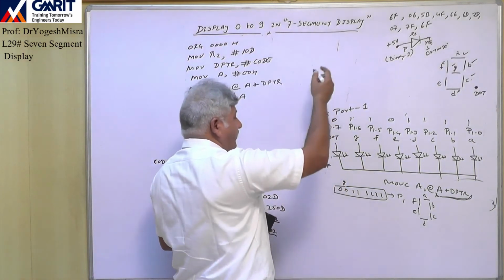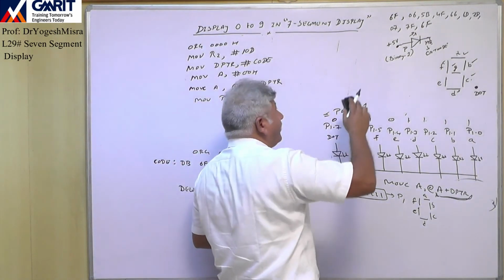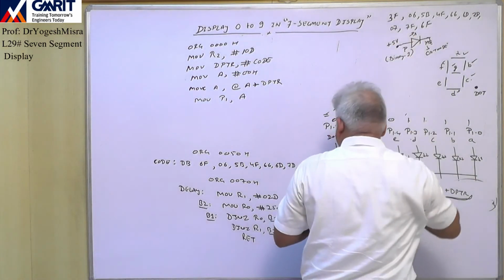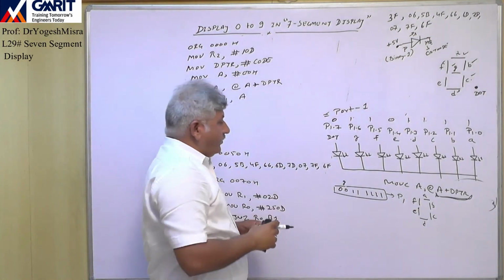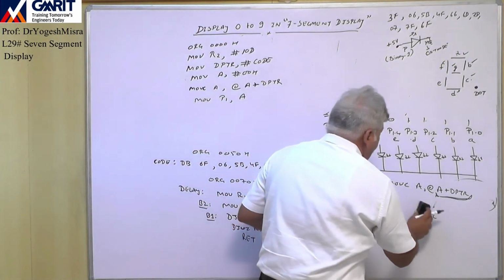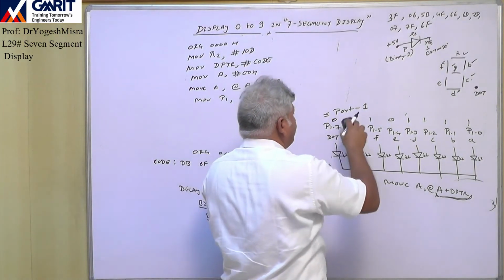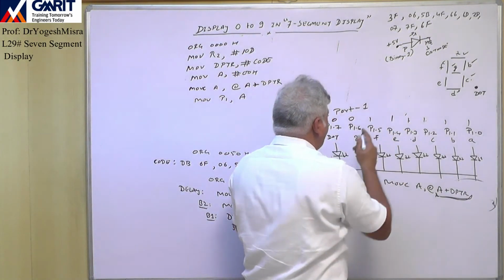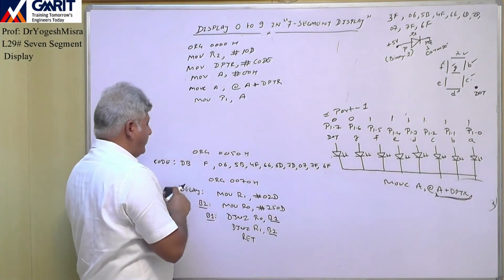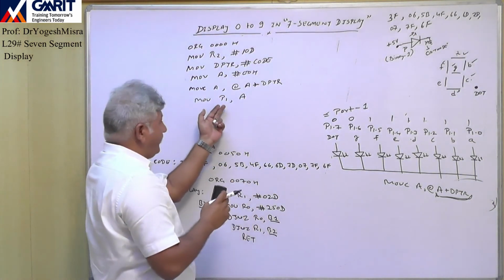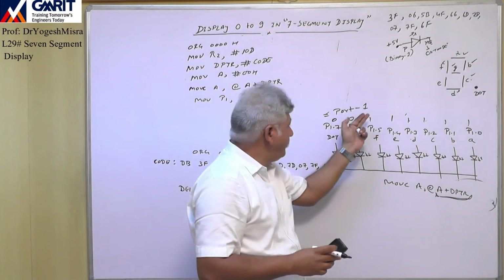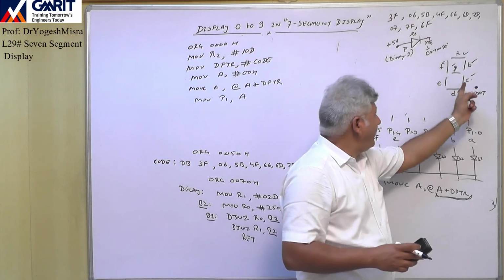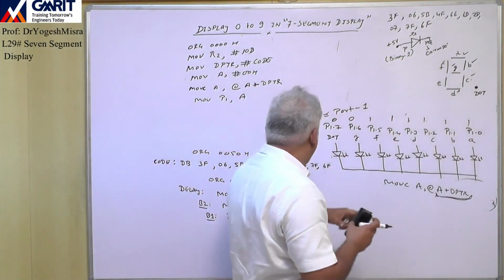So actually the code is 0011 1111, this is 3, this is 3F. So here we will write 3F. This 3F will be transferred to port 1. This is the 3F binary value. This will make G off and dot off. So 0 will be displayed.